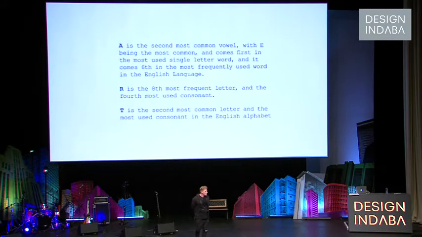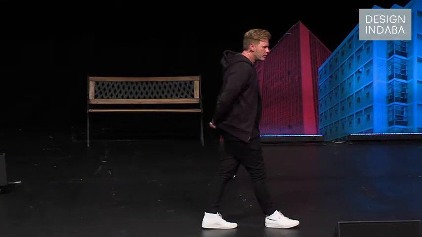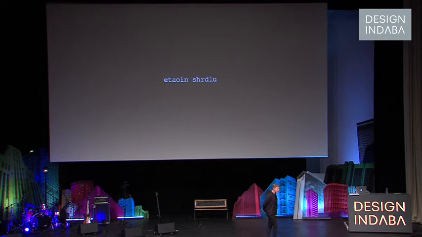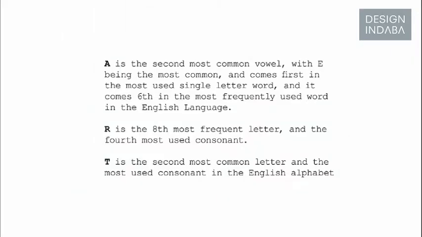So it came from really old systems. Knowing that, when we come back to those three letters, the word art, and looking at the word Eton and Shootaloo, you'll see that there's an E, an R, and a T in there. And I thought, that's quite useful. So looking at it, we have an A, which is the second most common vowel. We have R, which is the 8th most frequent letter and the 4th most used consonant. And we have T, the second most common letter and the most used consonant in the English alphabet.